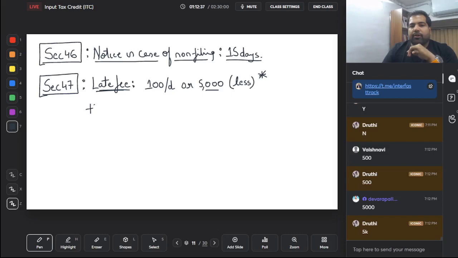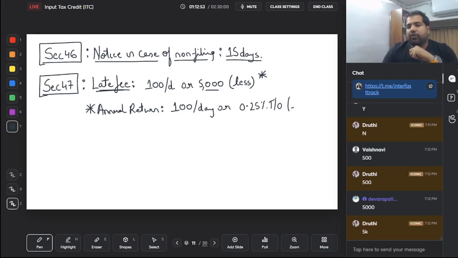So for the annual return, which you remember, guys, 9 lakhs 44 hours, that annual return, if that is late, then it is 100 per day or 0.25% of turnover, whichever is less. So guys, please tell me, is there a late fee of 100 rupees per day? Yes. Or maximum, how much is it? 5,000. For annual return, it is 100 per day or 0.5% of turnover.